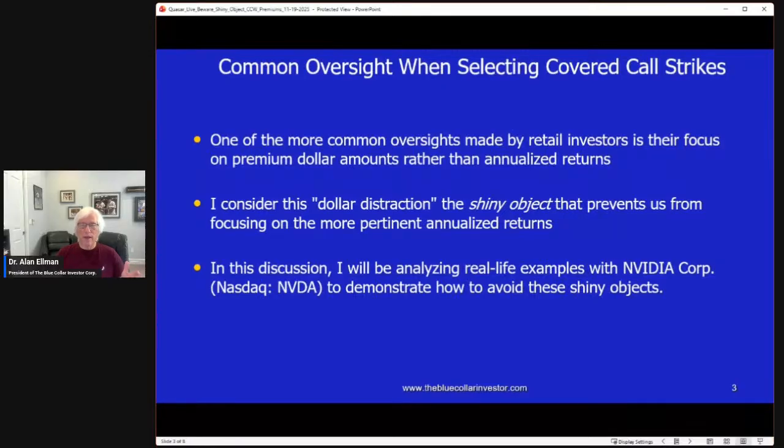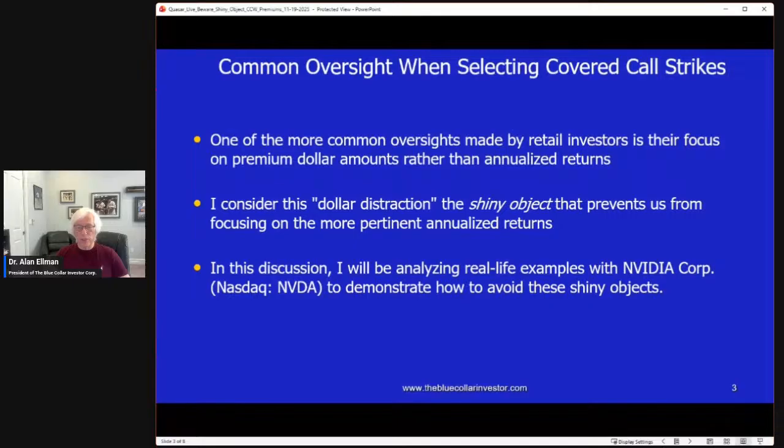And I don't want that for Quasar members, and that's why I selected this topic today. One of the most common oversights that retail investors, beginning option traders make is they focus on the dollar amount of the premium rather than the annualized returns. I consider this the shiny object, as you'll see in a minute, because a longer dated option will give you greater premium, but will it give you a greater annualized return?